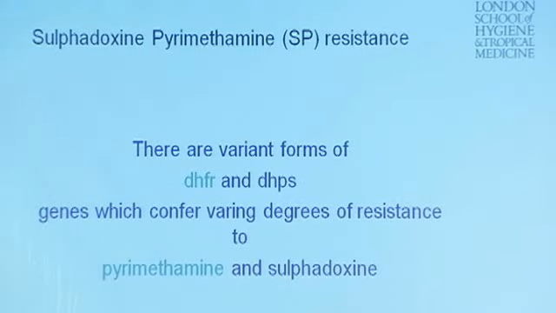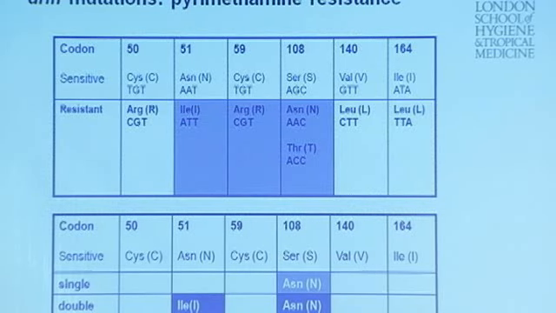Just to explain the background to the molecular surveillance: sulfadoxine and pyrimethamine target variant forms. Sulfadoxine targets DHPS and pyrimethamine targets DHFR. And the DHFR and DHPS genes have mutations which confer varying degrees of resistance to these two components of this drug. So here are the DHFR mutations, which confer pyrimethamine resistance.